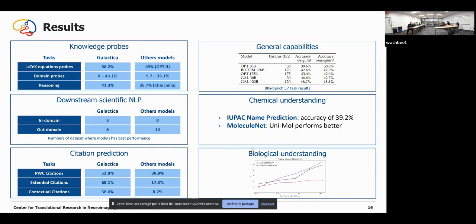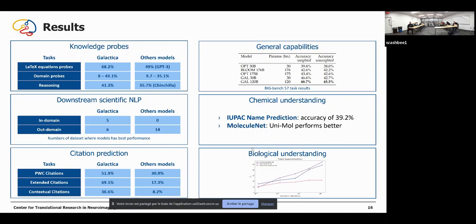So the first part was mainly focused on scientific knowledge, but then they tried to see if the Galactica model was able to perform well on general tasks, on general benchmarks that are used for large language models. For that, they used the BIG-bench benchmark, and on this benchmark, Galactica was able to perform quite well, not always better than other models, but they were quite happy to remark that even if the model was trained only on science-related data, we can use it for more general tasks.